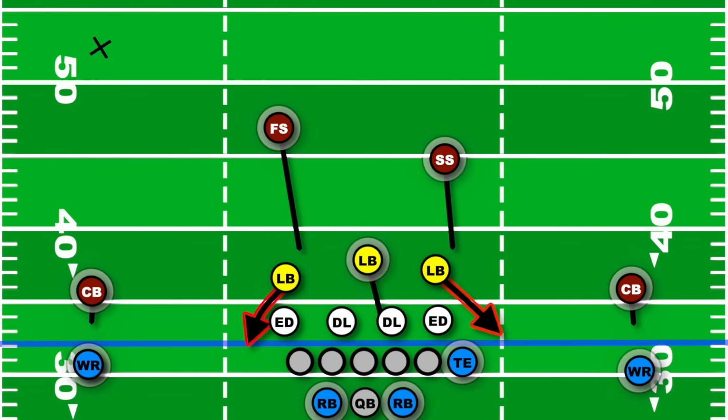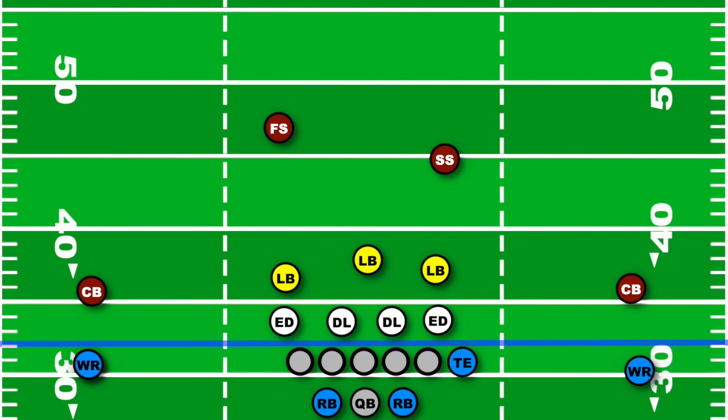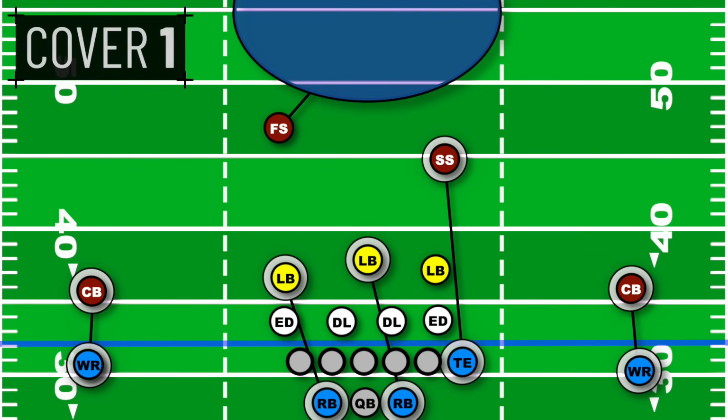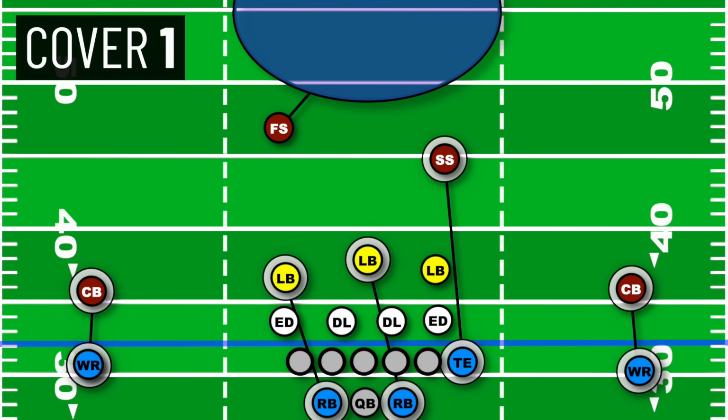Cover zero or zero blitz is an all-out pressure with man coverage across the board and no safety help. Cover zero is very uncommon and no team ran it more than 1% of the time in 2020. Cover one, or man free as most call it, is man coverage with one safety deep. Assuming a 4-man rush, man free will always have one extra defender, and that defender's role defines the different variations of this coverage.